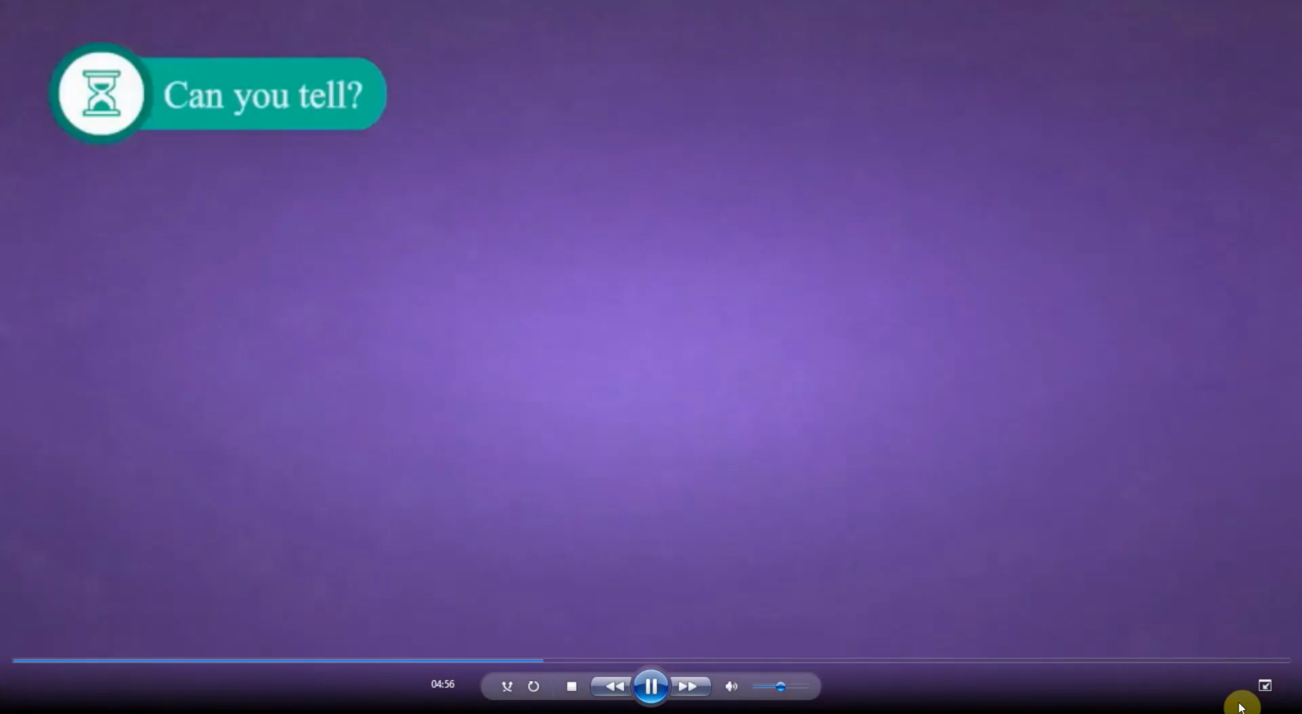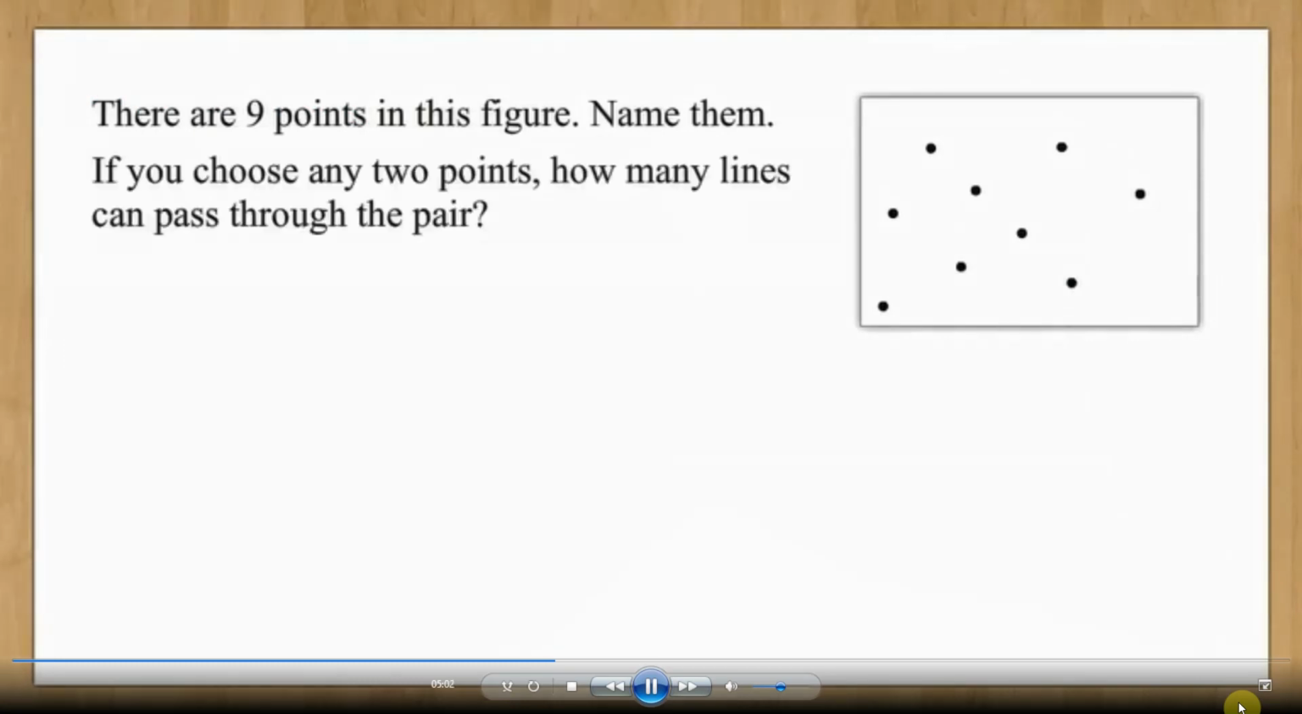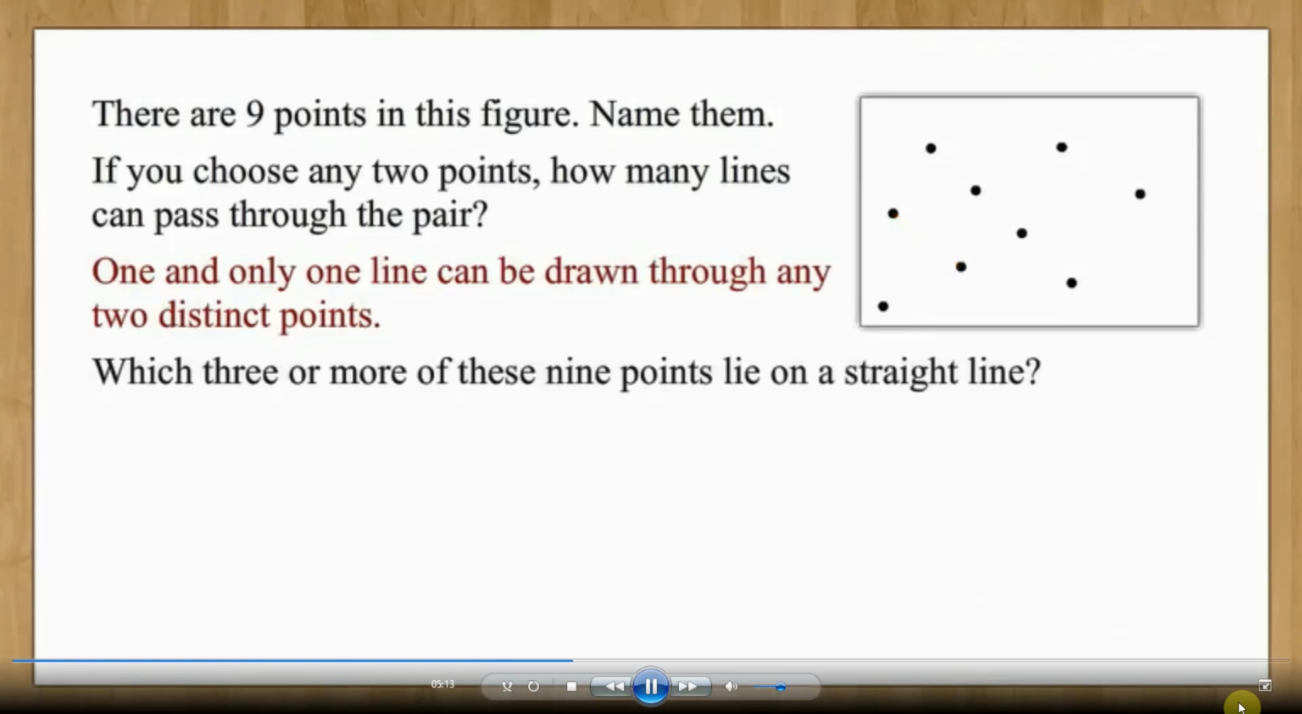Can you tell? There are 9 points in this figure. Name them. If you choose any 2 points, how many lines can pass through the pair? One and only one line can be drawn through any 2 distinct points. Which 3 or more of these 9 points lie on a straight line?